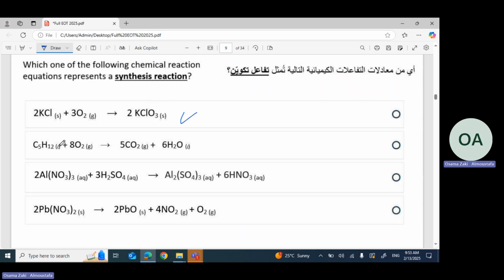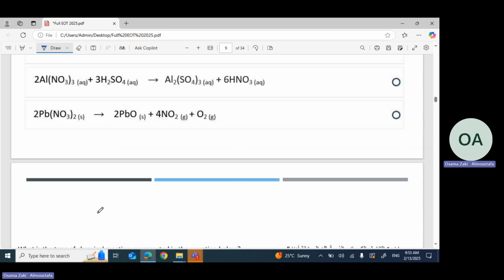Let's check the rest of the options. Here we have oxygen before the arrow, so this is combustion. Here we have compound, compound, compound, compound, so this is double replacement. Look at this. Here we have only one chemical, but here it breaks down into 1, 2, 3 chemicals. So that means this is a decomposition reaction.